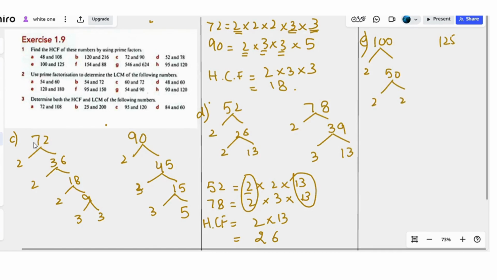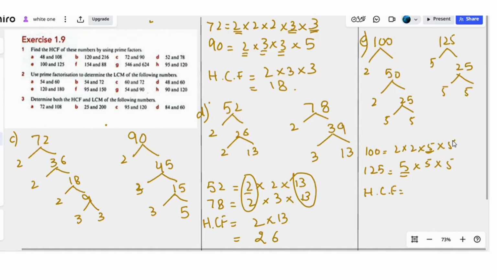If you want to prime factorize these numbers using any other method, it's up to you. There are many other methods of prime factorization. The factor tree method is a visual way to break down a composite number into its prime factors, and it always starts with the number at the top and branches out into different factors.